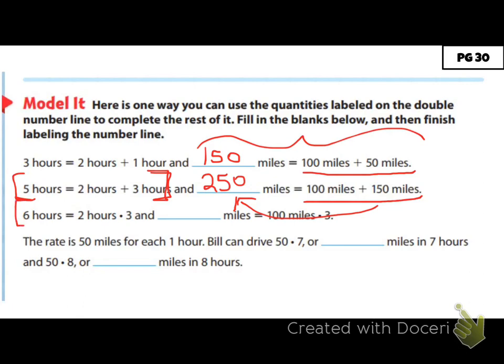Okay? Then 6 hours equals 2 hours, and this little dot right here is the same as a multiplication sign. So 6 hours equals 2 hours times 3. So 2 hours times 3 will give you 6 hours. And 100 miles times 3, there's that little dot again. 100 times 3 is 300.